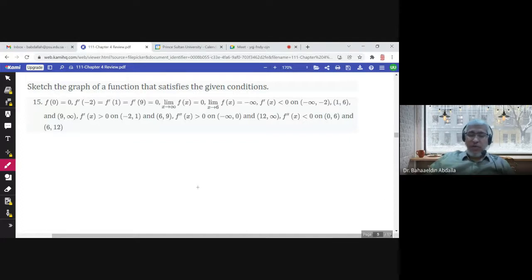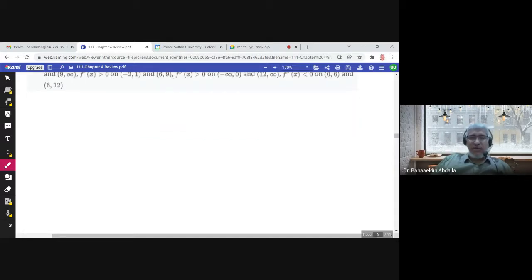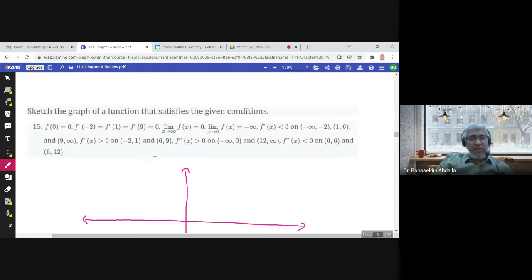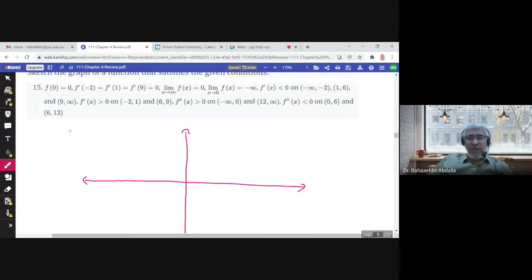Let us continue more exercises about chapter 4 as a review of chapter 4. Question 15. Here some information are given and we need to sketch the graph using this information. So let us start by graphing and try to understand each of these conditions. f of 0 is 0. This means that the graph passes by the point (0, 0).